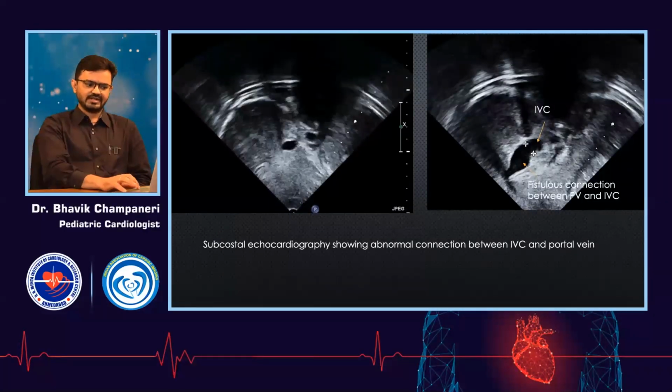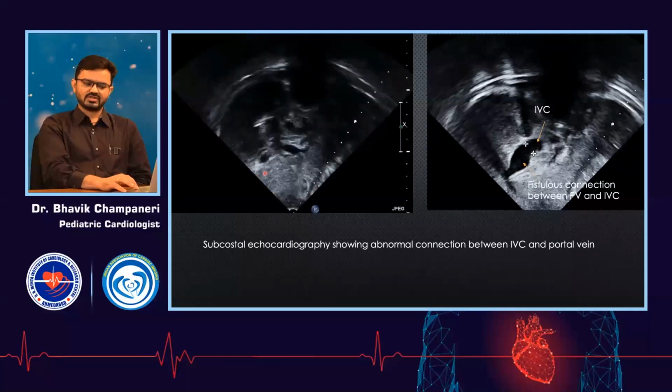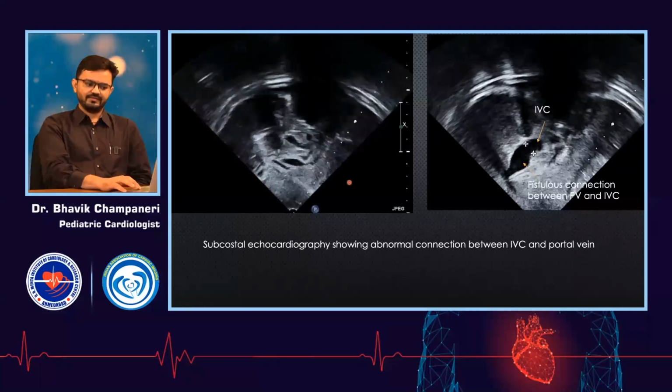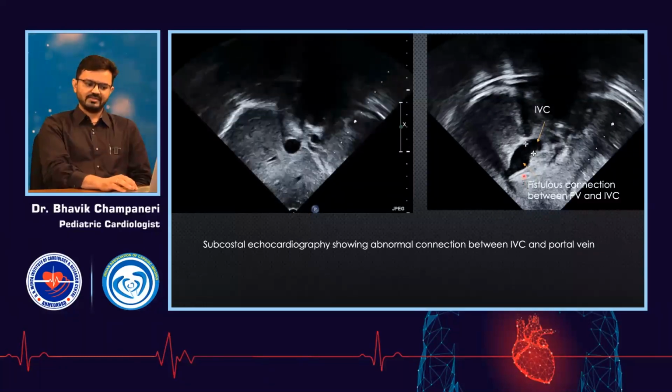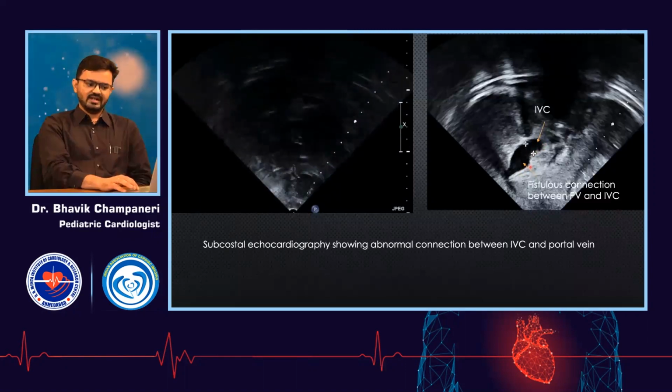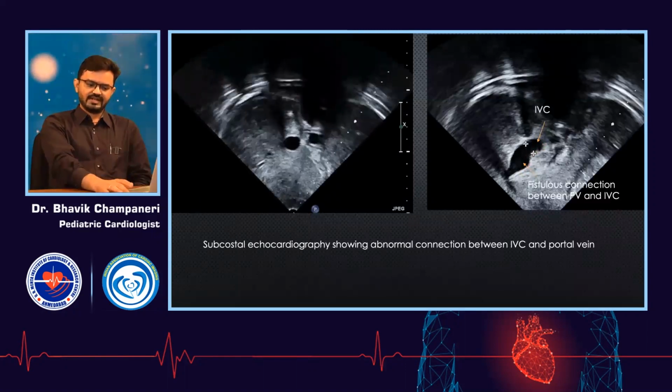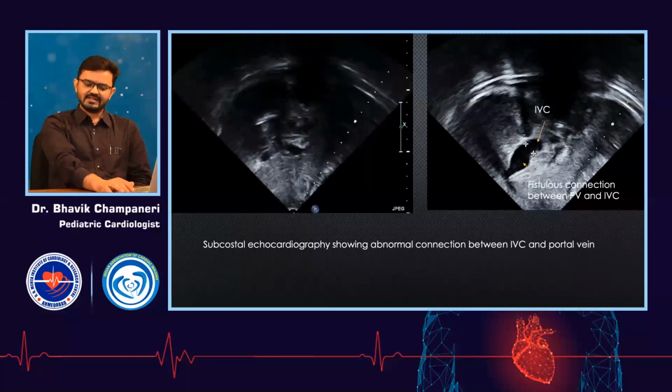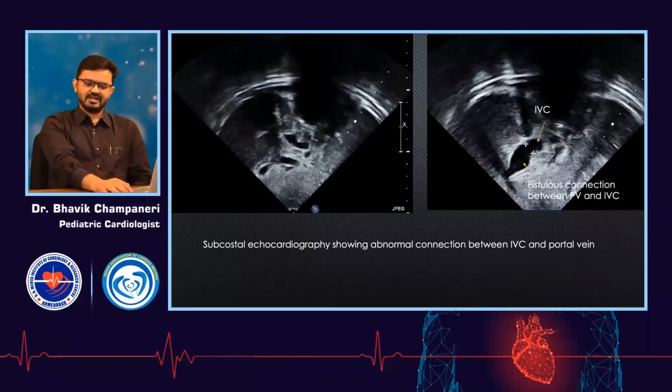So here you can see this is the echocardiographic subcostal window image where we found an abnormal connection between IVC and portal vein. Thus we can have indirect evidence suggesting that this patient may be having portosystemic shunt.